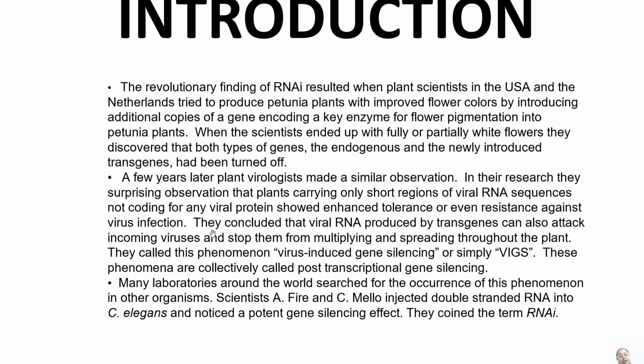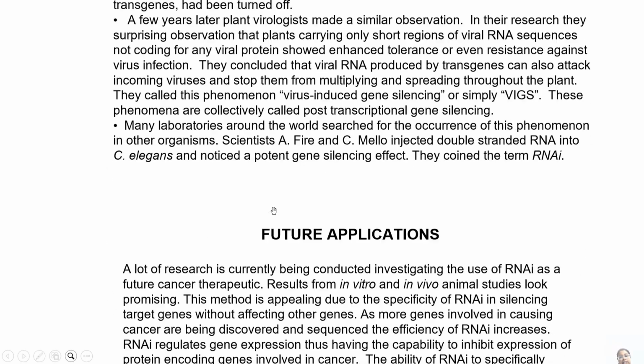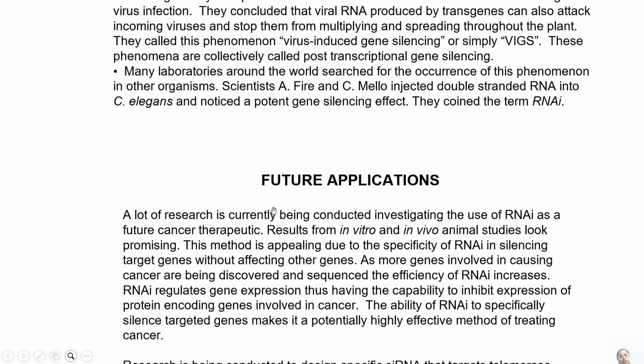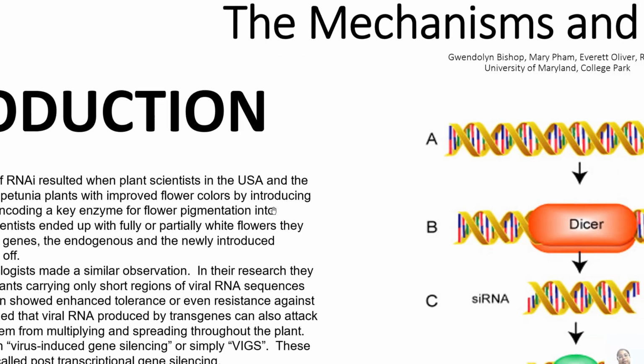Now, scientists A. Fire and C. Mello injected double-stranded RNA into C. elegans and noticed a potent gene silencing event. They coined the term RNA interference.